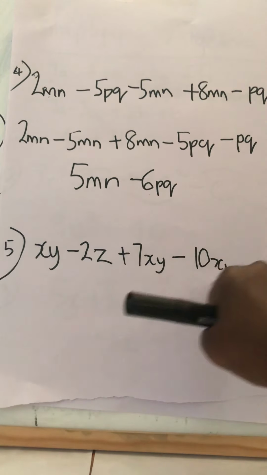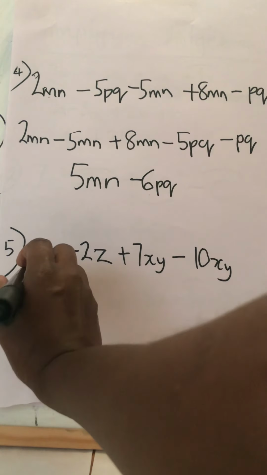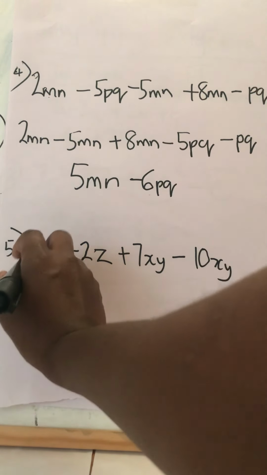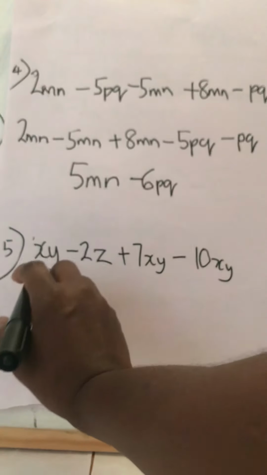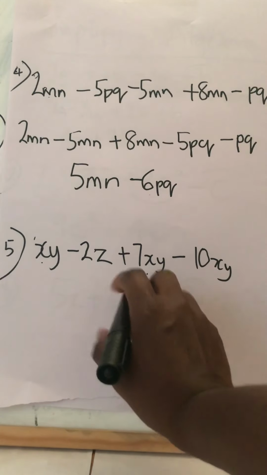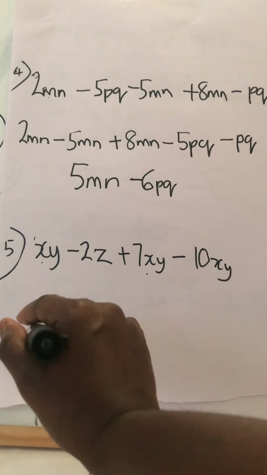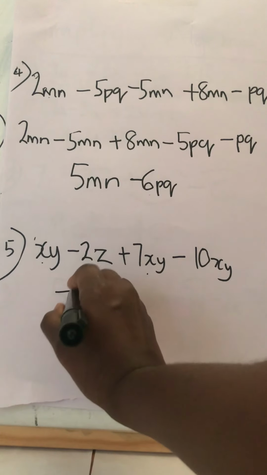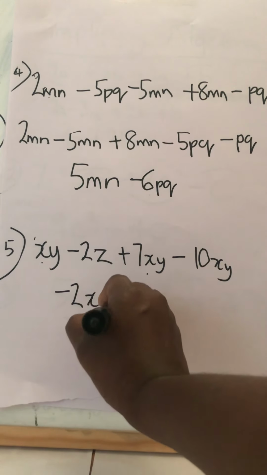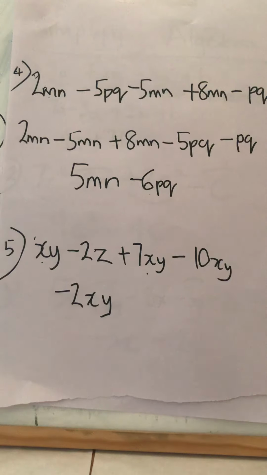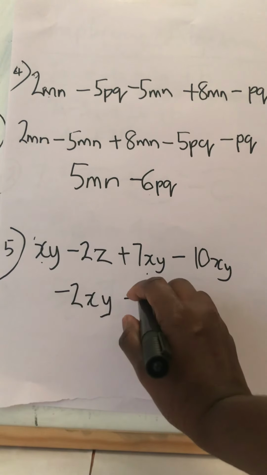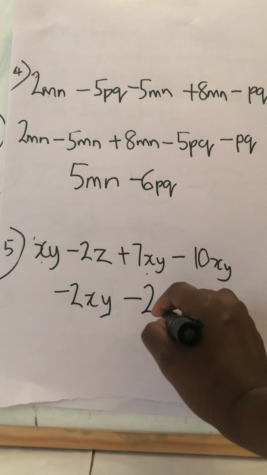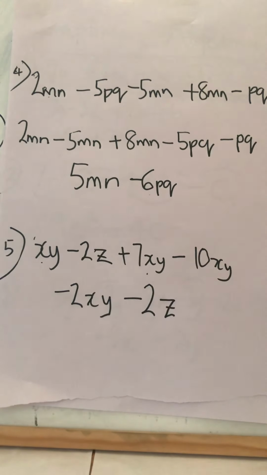I'm going to collect all the xy's. This is like saying 1. We know we don't write 1. xy plus 7xy is 8xy. Minus 10xy is 8 minus 10. That will be minus 2xy. Then I have just 1, minus 2z. That is my answer. I hope this is really clear.